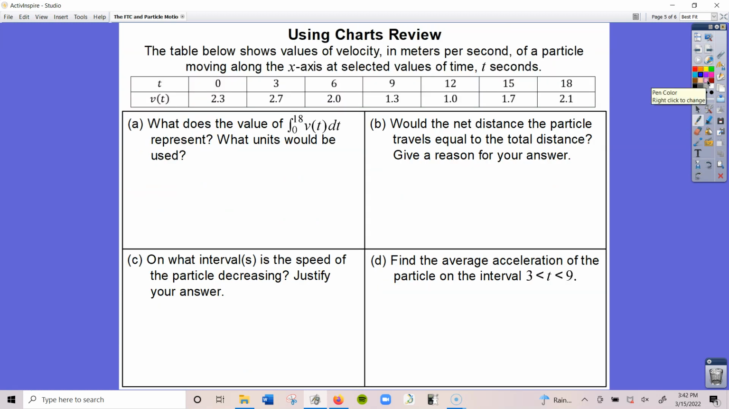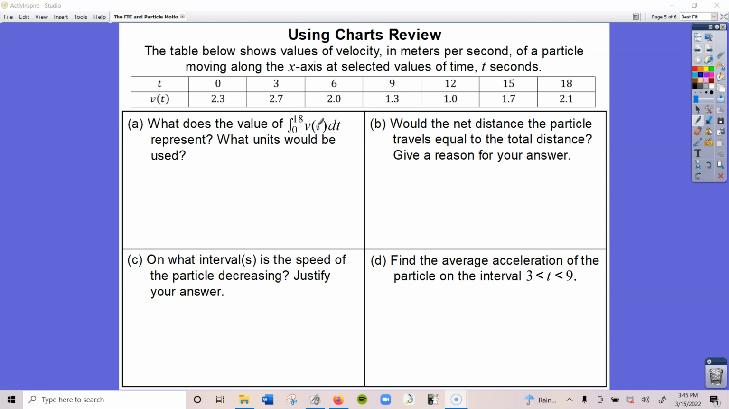Now let's look at some charts. The table below shows values of velocity in meters per second of a particle moving along the x-axis at selected values of time t seconds. So here we have our chart. Looking at this first question, it says, what does the value of the integral from 0 to 18 of v of t dt represent, and what units would be used?